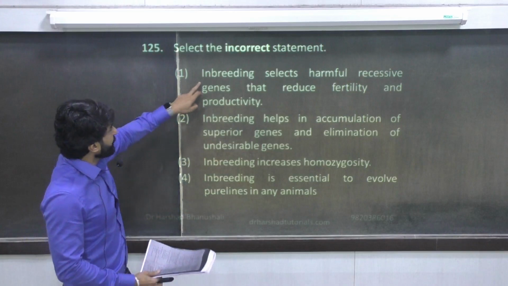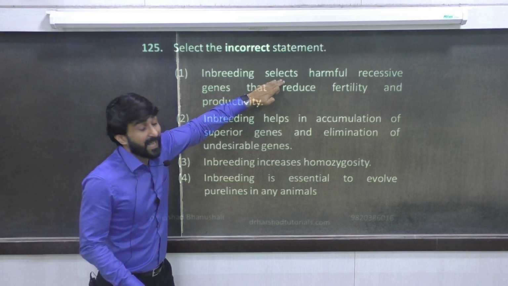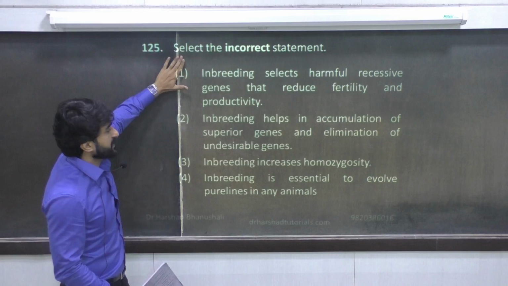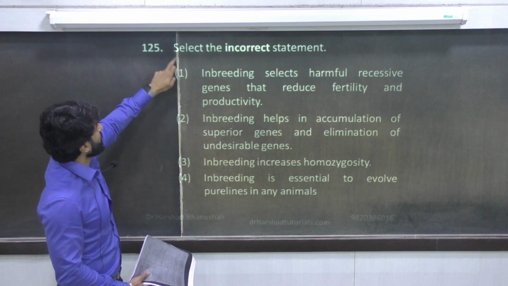Now, the first statement itself tells you inbreeding selects harmful recessive genes. So, this is our wrong statement. We do not select harmful recessive genes. We select the useful ones and we do that to increase productivity. They have told us to find out the incorrect statement. The first statement is incorrect. The second, third, and fourth statements actually describe inbreeding correctly. This is our answer. For 125, our answer would be 1.